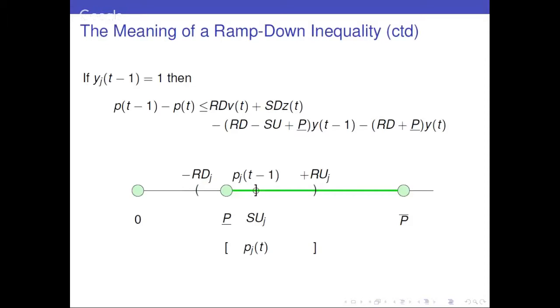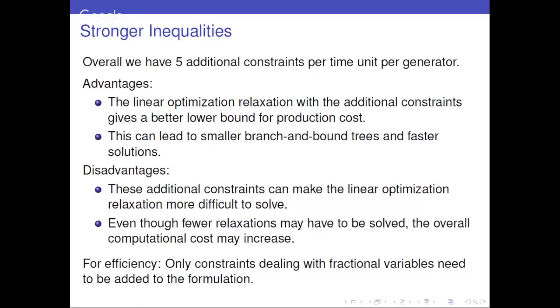Then you still have another term for the next period. But basically, if you think about various such combinations, you can tighten up these constraints. And the challenge was to find the right combination of terms that gives us facet-inducing inequalities for this problem. So this is one example, but you can do it for the other ones. And overall, what this gives is that we get 5 additional constraints per unit time per generator that were not in the previous formulation.